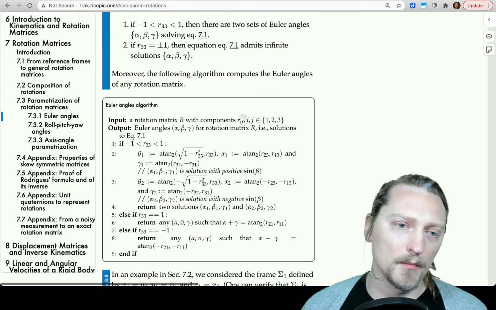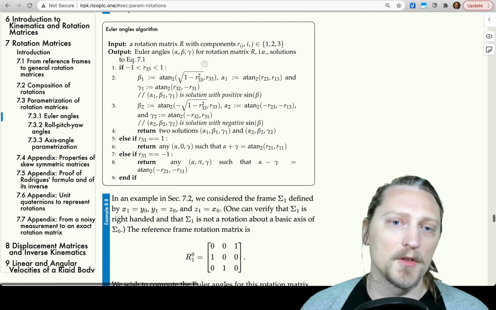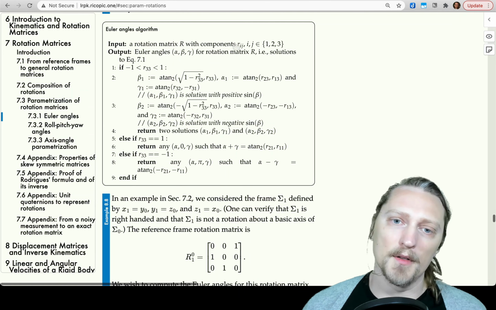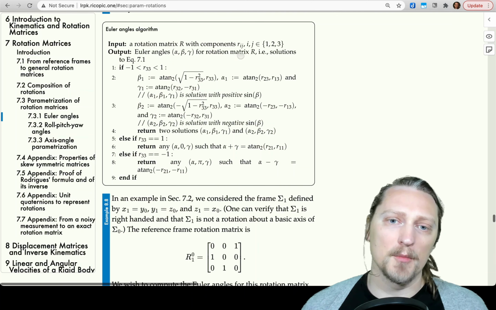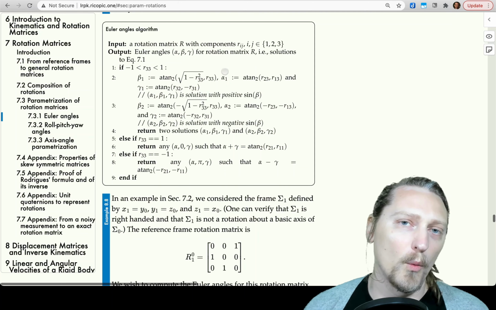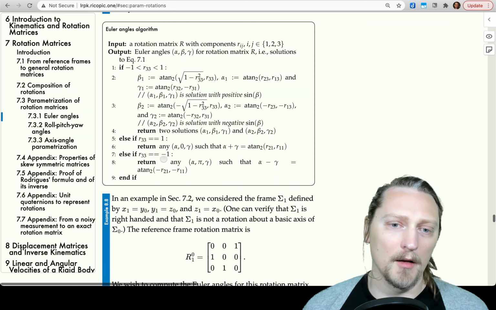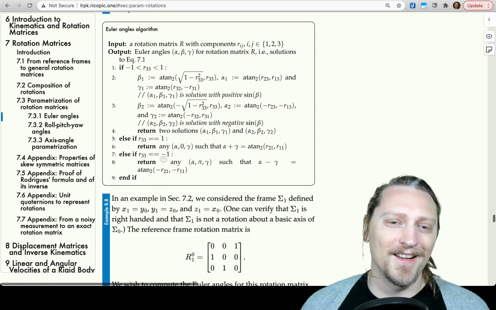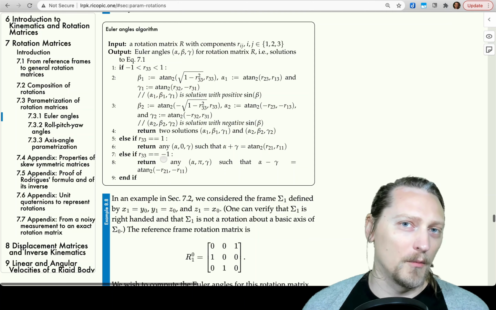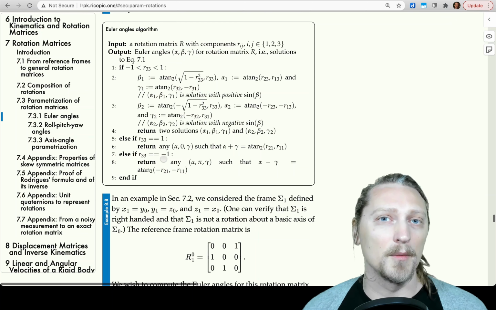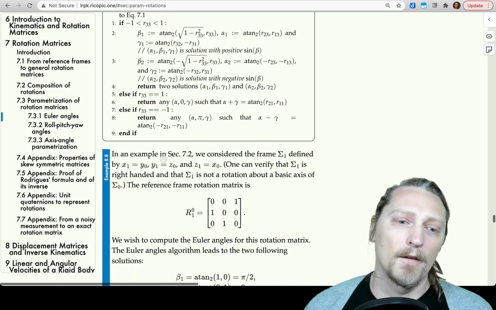We can use this algorithm, the Euler Angles algorithm, to compute the Euler angles given a rotation matrix R with components Rij. The output is the Euler angles alpha, beta, gamma for rotation matrix R, i.e. the solutions to equation 7.1. It's a pretty straightforward algorithm, and it's just nice to write it out this way. It gives you all of the formulas you need in one compact place. So here's how to do what is actually an inverse kinematics problem, which is to compute the Euler angles given a rotation matrix. Okay, here's an example.